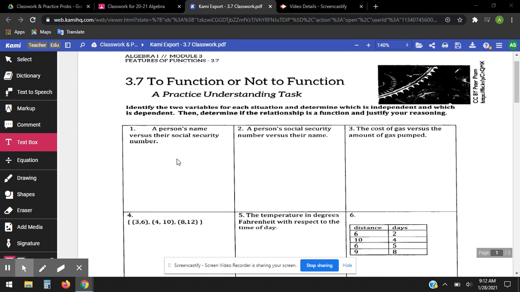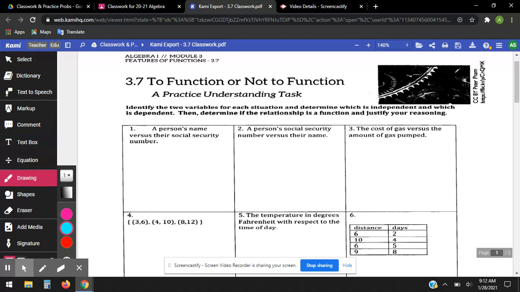Hi, this is Algebra 1's Module 3, Lesson 7, to function or not to function. So here's your review to decide how functions work and if they are or not. Identify the two variables for each situation and determine which is independent. So that would be your x value. So which one's your x and which is your dependent, your y. Then determine if the relationship is a function and justify your reasoning.